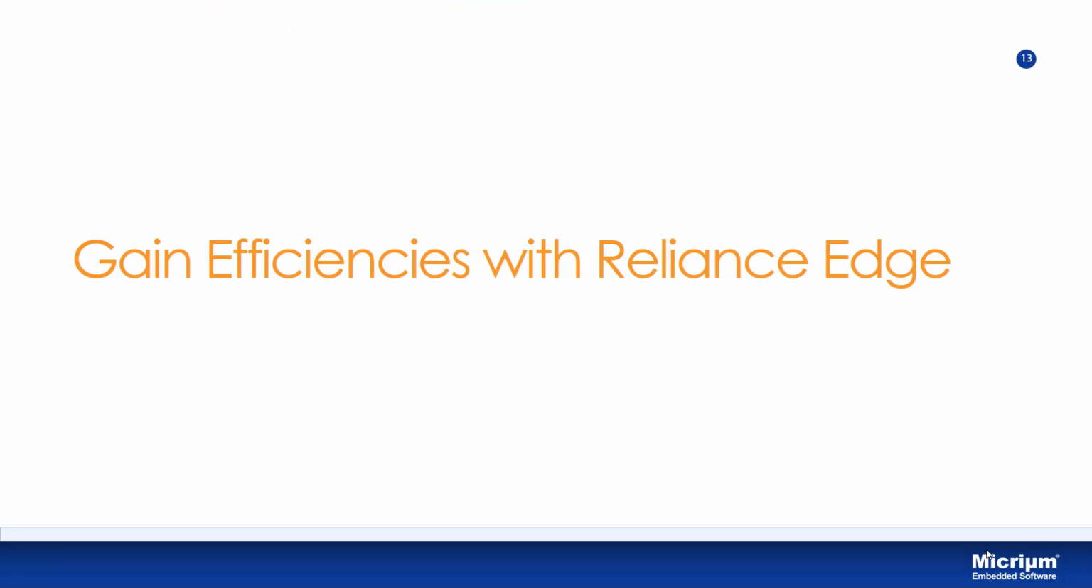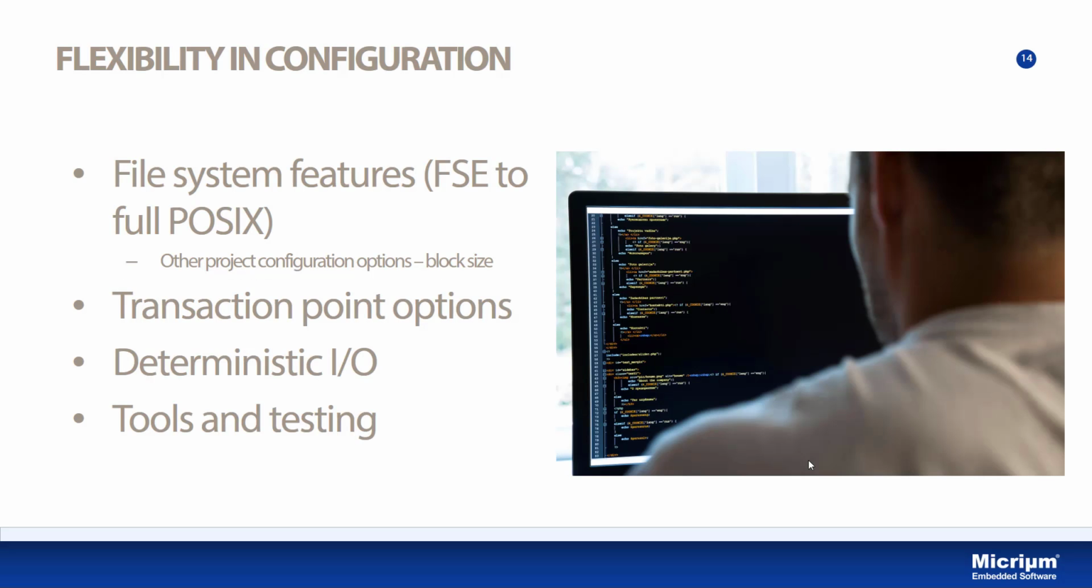Thank you, Matt. Each of the previous topics, from efficient scheduling and memory footprint to eliminating unnecessary tasks, has a focus at the file system level as well. Reliance Edge is delivered in source code and provides built-in settings to eliminate file system features, saving memory and optimizing runtime. This file system's transaction point operations and deterministic I/O follow directly from Micrium's efficient scheduler options and have a further impact on the product lifetime. Finally, both MicroC/OS and Reliance Edge come with a wide variety of tools to validate and measure performance.